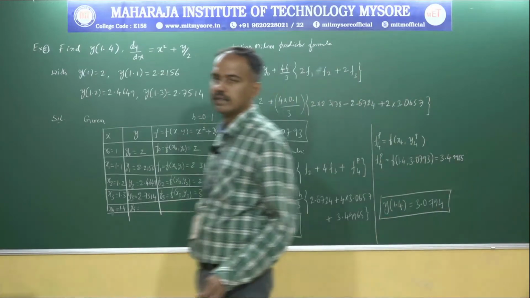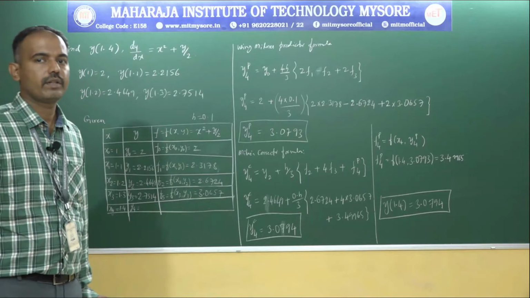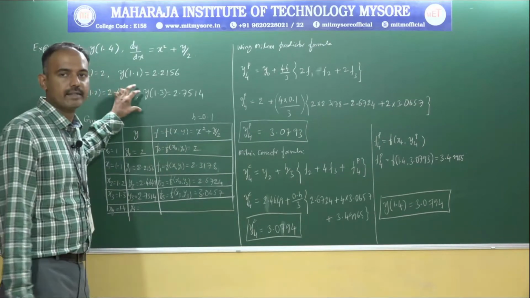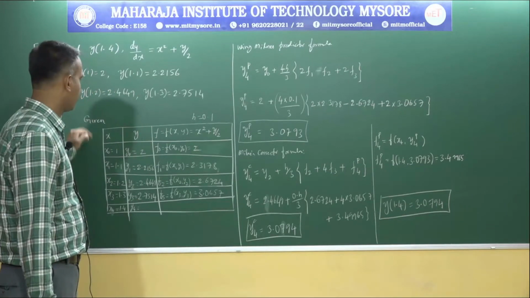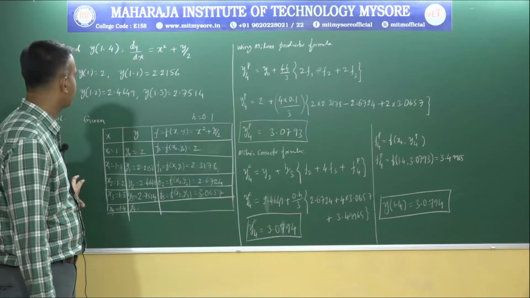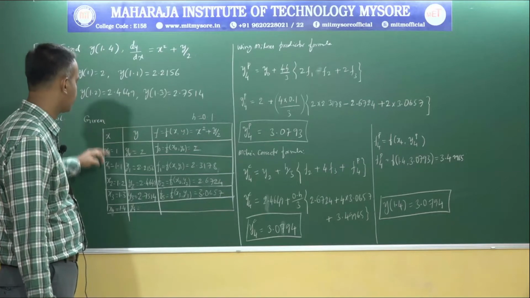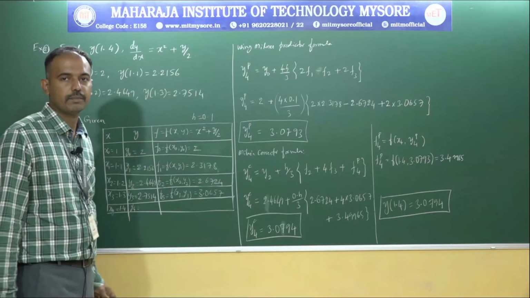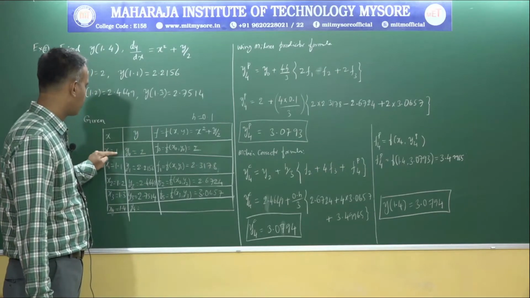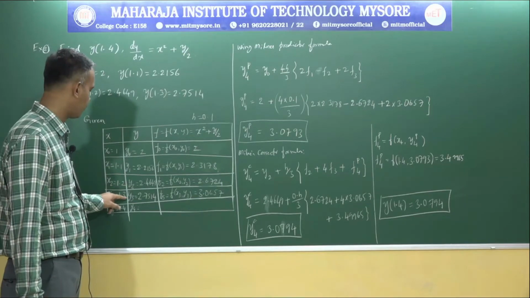Now once again, the repetition of the second example. With the help of Milne's method, now we can simplify. Initially the data are given, right? First we can construct the table form, in such a way that h value is 0.1. By the observation of the x data, we can consider h value 0.1. Next, x0 is 1, x1 is 1.1, x2 is 1.2, x3 is 1.3.